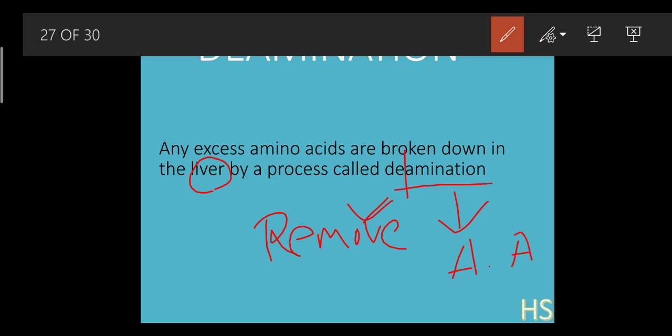So what exactly happens? See, as amino acids cannot be stored in your body for a longer period of time, when there is too much accumulation of amino acids in our body, they get broken down. Okay, they get broken down. So where is this breaking down going to happen? Inside the liver. So this process is called deamination.